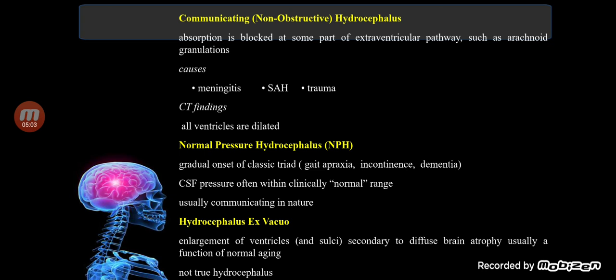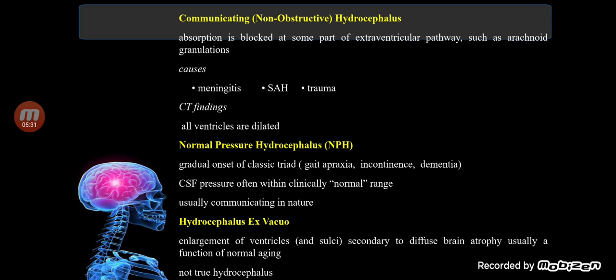The other type is named communicating, or non-obstructive. Here, the absorption is blocked at some part of the extraventricular pathway, such as the arachnoid granulations. The causes behind that could be either trauma that leads to subarachnoid hemorrhage, or meningitis. In the CT findings, the difference from the obstructive one is that all the ventricles are dilated.